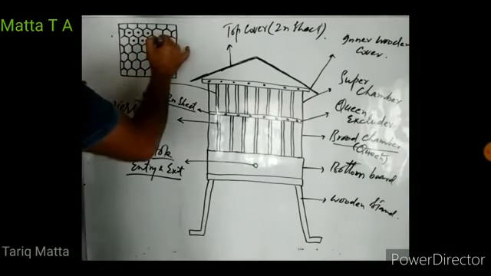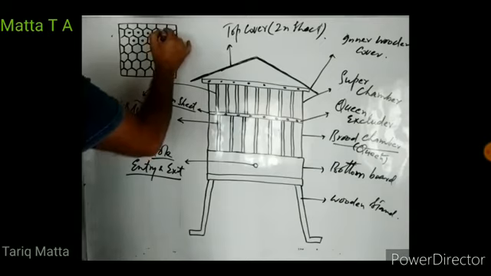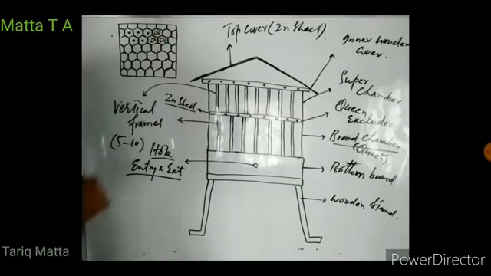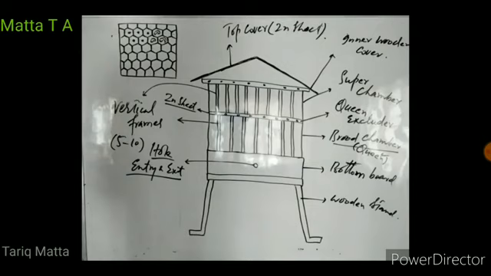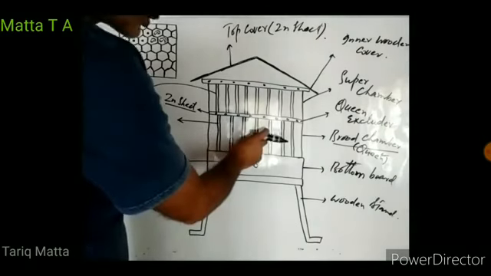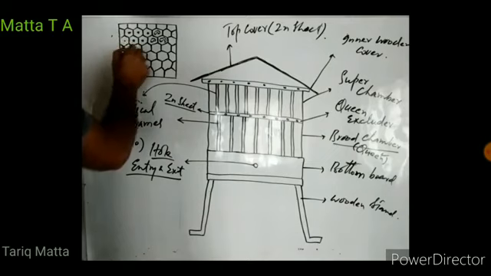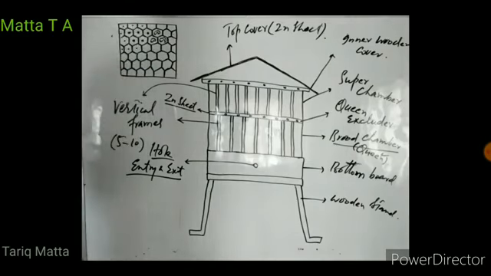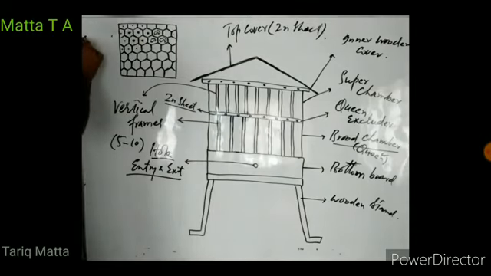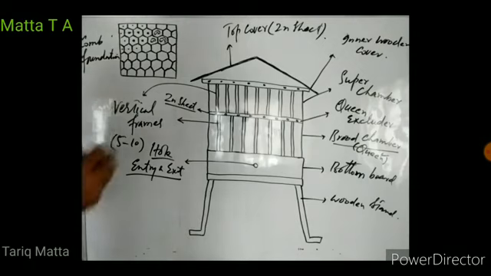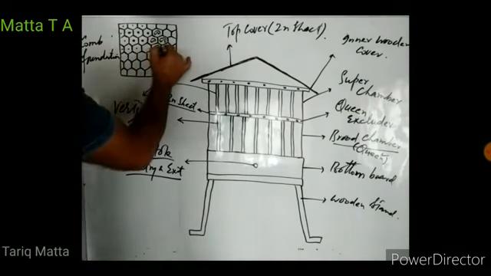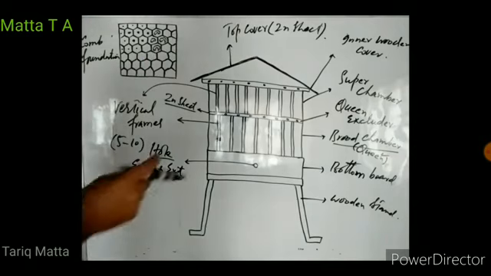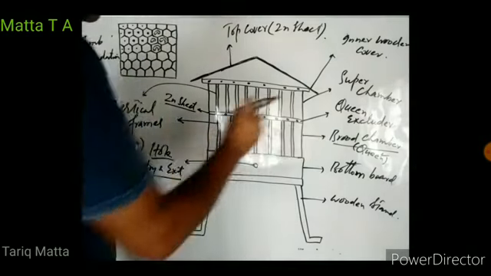It is in these comb foundations that the eggs develop into larvae. So the queen resides in this brood chamber and lays her eggs in the wax cells of the comb foundation, and in this comb foundation, the eggs develop into larvae, right? So these comb foundations are present in the brood chamber.